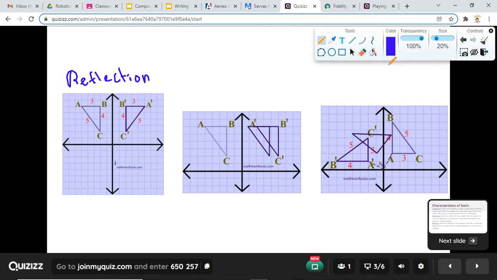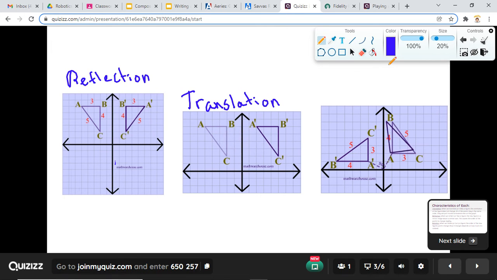Next one right here. What do you guys think this one is? If you were guessing that this is a translation, you are absolutely correct. This is a translation because our figure does not change in any way, shape, or form. It simply slides or moves somewhere else on this X and Y axis here.